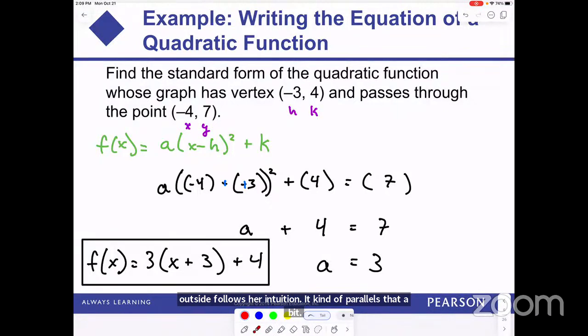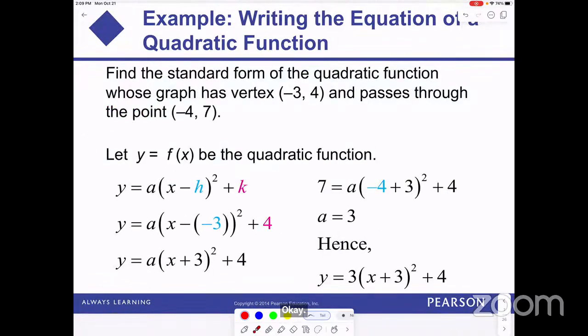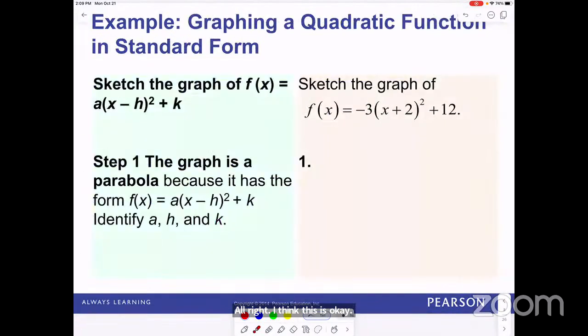All right. I think this is okay. Okay. So here we're asked to sketch the graph. Notice that this one is already given to us in standard form. Let's identify our h, our k, and our a. So our vertex, which is our h comma k, remember that's supposed to be in the form of x minus h, so we really should rewrite that interior part as x minus -2, right? And our k is 12. And then our leading coefficient a is -3, okay?